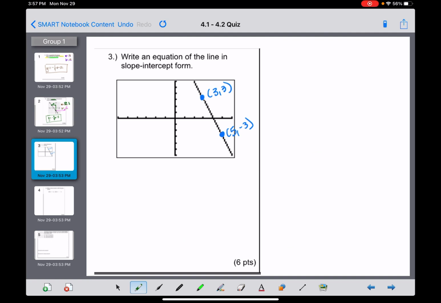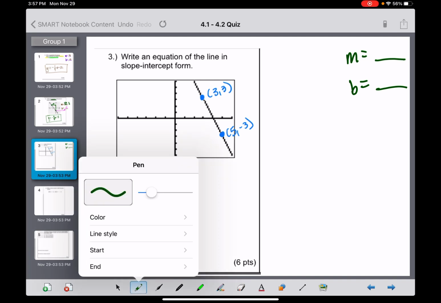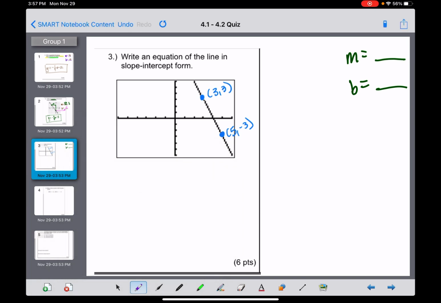What two things do I need to write an equation of the line? I need the slope and I need the y-intercept. Unfortunately, I can't find the y-intercept from this picture, and the slope is a little bit hard for me to count between spaces, so I am going to use my slope formula. So if we're not given any information, just like what we talked about in class today, we're going to start with the slope.